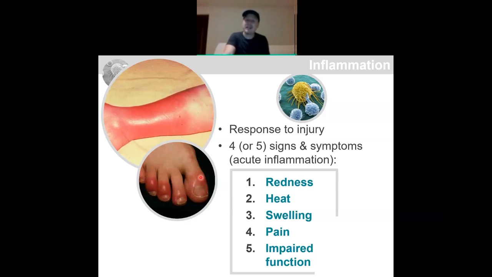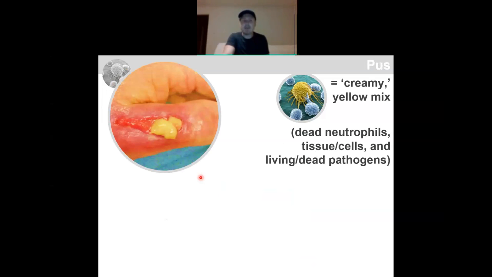And can you generate an artificial inflammation? Yes, you can by doing something known as sauna.